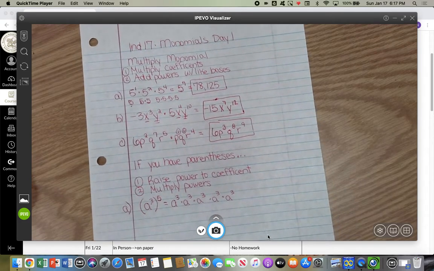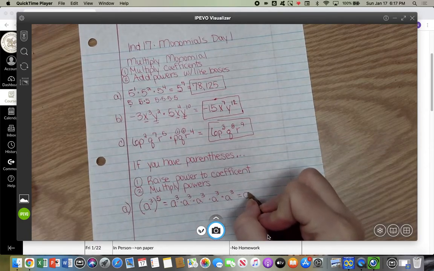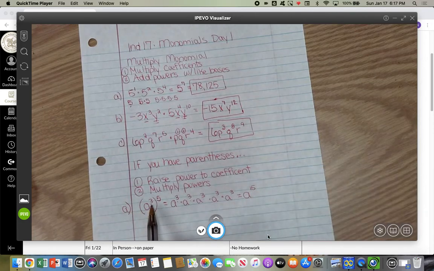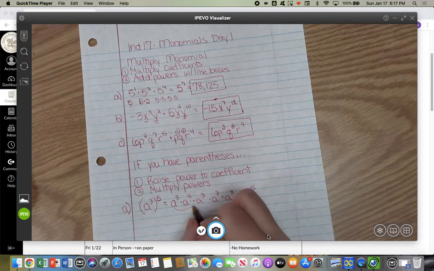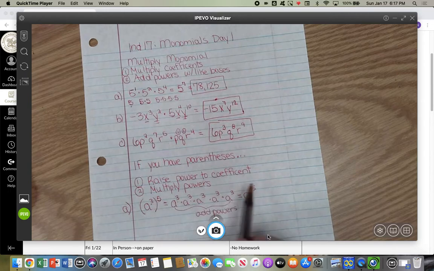So based on what we did before, when we were multiplying, we add the powers. So 3 plus 3 plus 3 plus 3 plus 3. So 3, 6, 9, 12, 15. Now, if you look at those two numbers there, if you just take 3 times 5, don't you get that answer? So if you wanted to expand it and then add your powers, that would be an okay thing to do. Or you can simply say 3 times 5 is 15 and go straight to it.